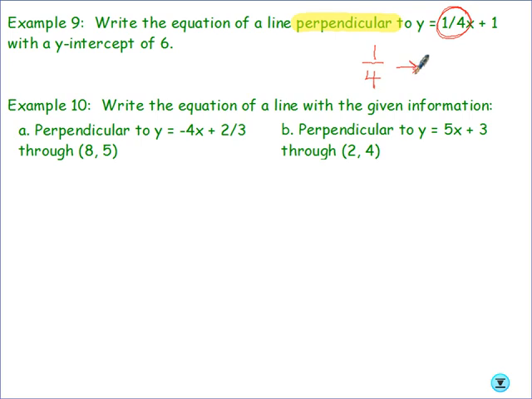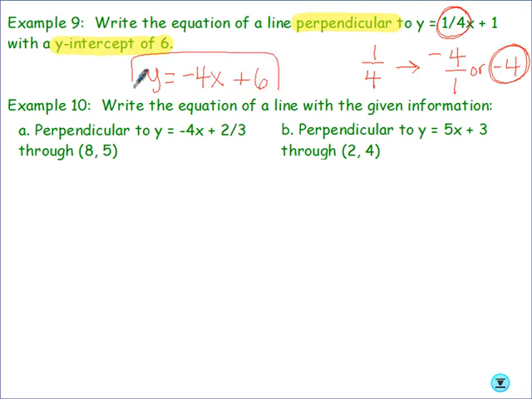The opposite of a positive is a negative. The reciprocal of 1 over 4 is 4 over 1, or you can just write that as negative 4. Let's write our equation. Y equals, we're using the negative 4 now. And we need the y-intercept, and it says right here, the y-intercept is 6. So plus 6.